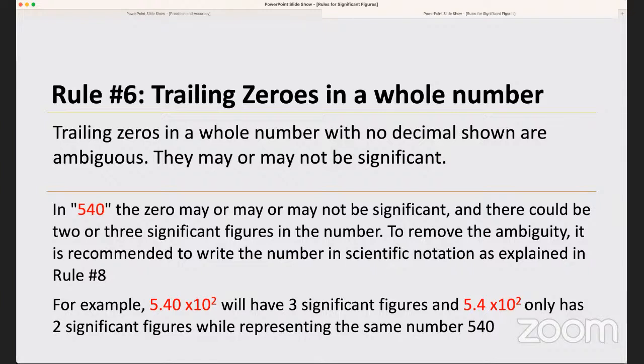If we wrote the same number as 5.4 times 10 to the 2, then we're saying that it has just 2 significant figures. But note that 5.40 times 10 to the 2 and 5.4 times 10 to the 2 have exactly the same size, 540. So whenever you find yourself in a situation where there could be confusion on the number of significant figures, the best approach is to write the number in scientific notation.